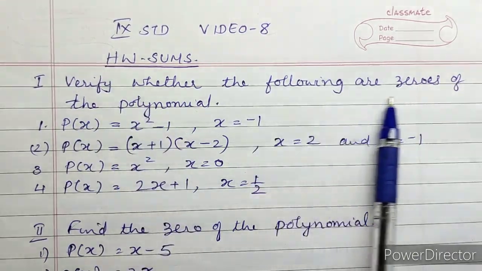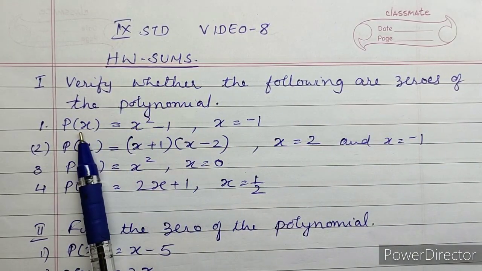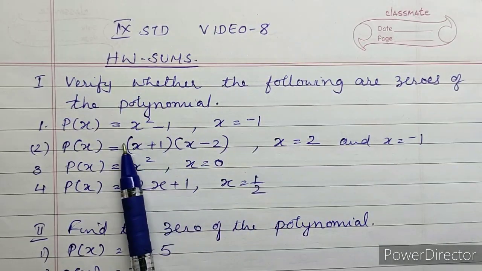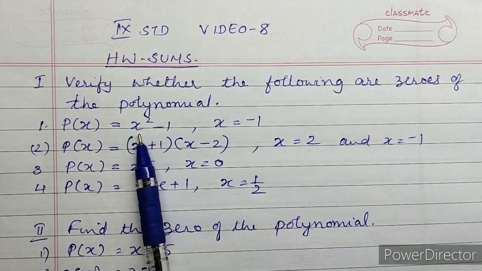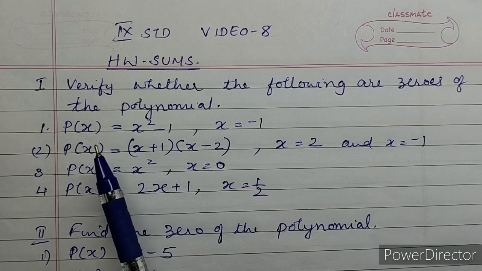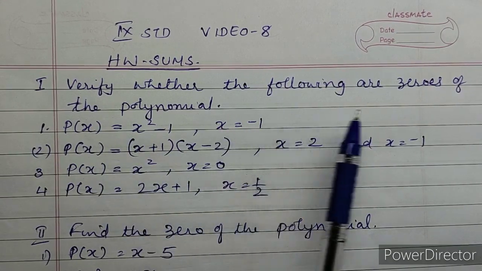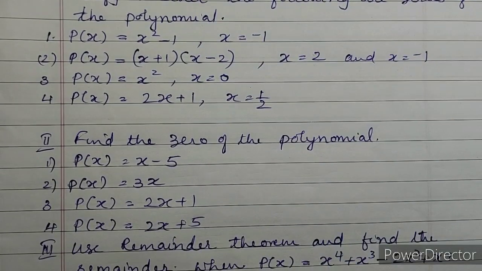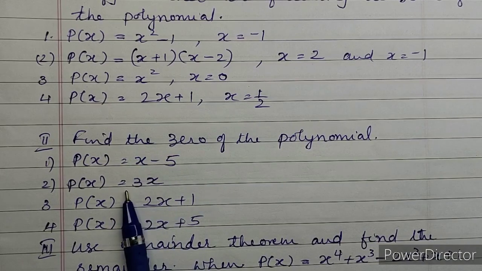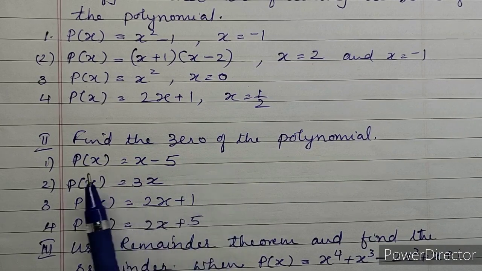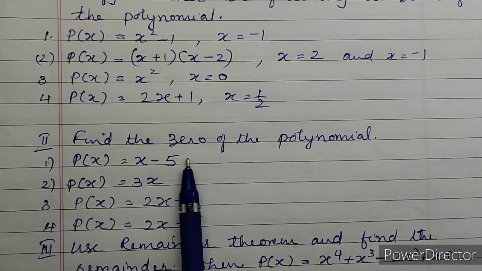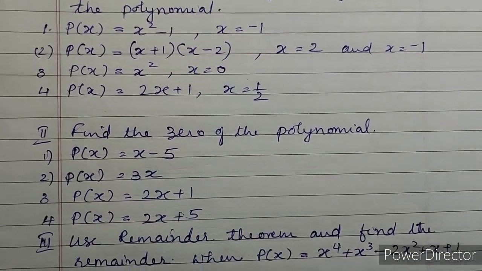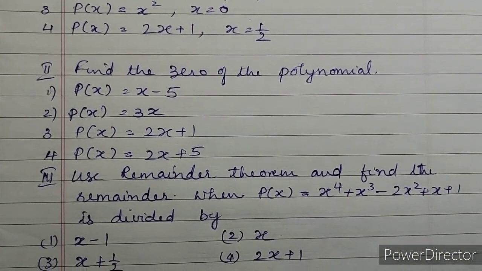First one, verify whether the following are zeros of the polynomial. P of x is equal to x square minus 1. X value is given minus 1. So substitute x is equal to minus 1 in this. If it is 0, then you can say that x is equal to minus 1 is the 0 of the polynomial. Similarly, all this. Second one is find the 0 of the polynomial. So for finding the 0 of the polynomial, you have to equate it to 0. So p of x is equal to x minus 5. So x minus 5 equals 0 and find the value of x. These all sums are like that. So almost same type we have done.